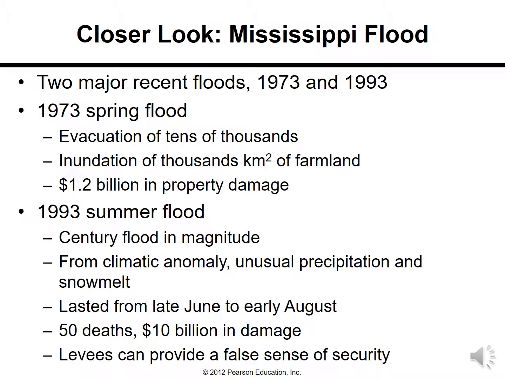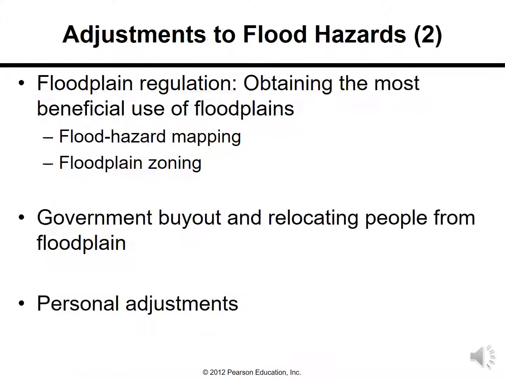Levees can provide a false sense of security. Floodplain regulations aim at obtaining the most beneficial use of floodplains. Flood hazard mapping, floodplain zoning, government buyouts and relocating people from the floodplain, and personal adjustments need to be discussed when it comes to adjustments to flood hazard.